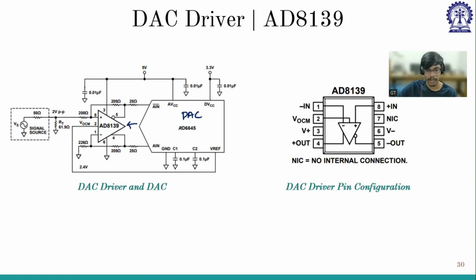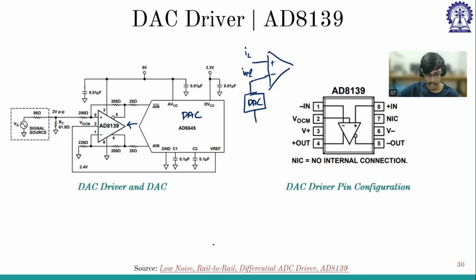Because the DAC might not be able to drive, because I'm comparing with the comparator, right? So it needs some current. The DAC might not be able to supply this much current, so we need a DAC driver so that it can drive the comparator, and I can compare my IL with I reference. So I reference is coming from the DAC, right? The DAC will not be able to provide that much current, but this needs some extra current, tens of milliamperes. So I'll connect a DAC driver in between and feed it to the comparator. Again, the data sheet is given here, so if you want to refer, you can refer.